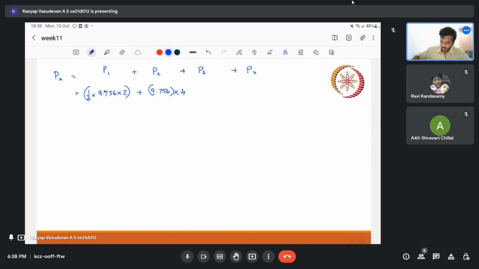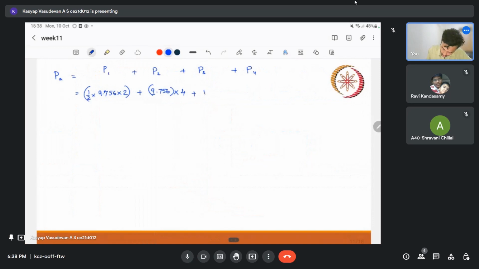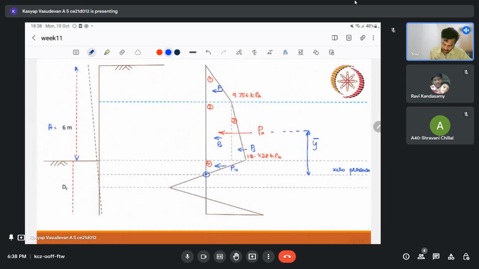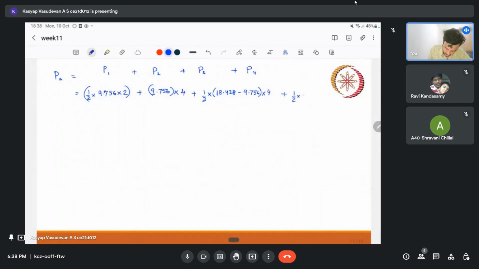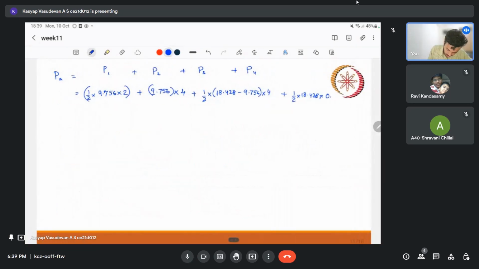The third term is this triangle, so half into base, which is 18.428 minus 9.756, into height 4 meter. My fourth one is that inverted triangle, that is half into base 18.428 into height A dash. A dash is nothing but 0.67 meter, that we already know. So I can write half into base into 0.67.